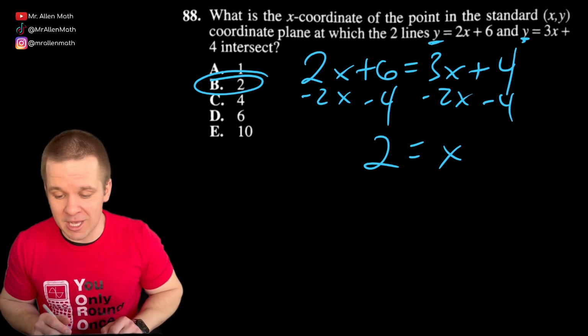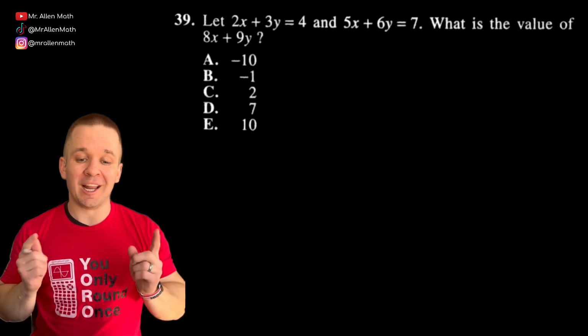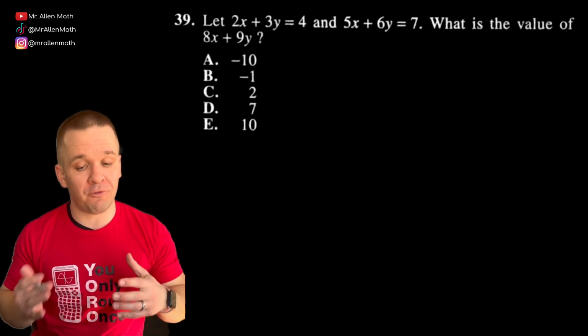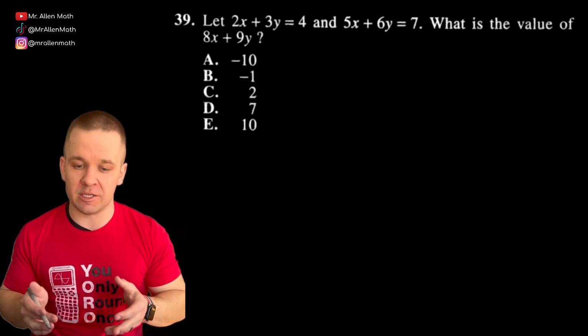Easy points is what that is on that ACT. Ooh, we got a system of equations on this one. Let 2x plus 3y equal 4 and 5x plus 6y equals 7. What's the value of 8x plus 9y?